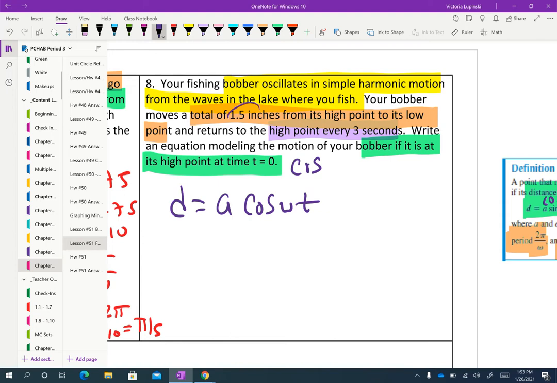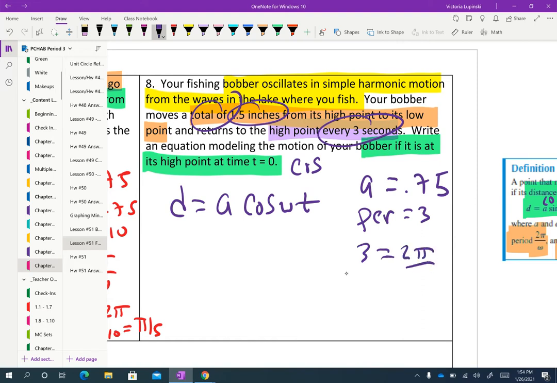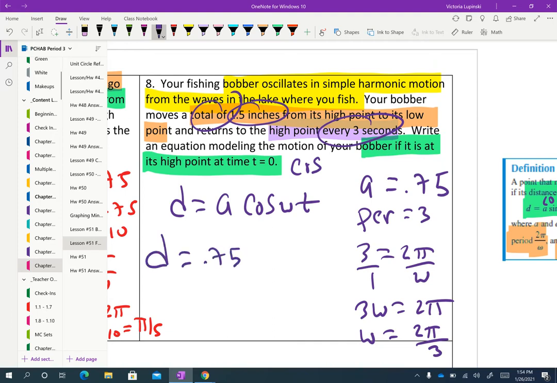Because it's 1.5 inches in total, remember that your amplitude would have to be the absolute value of half that. So that would be 0.75. If it returns to its high point every 3 seconds, that's the period. So you're going to set that equal to 2 pi over W. So 3W equals 2 pi, which means W equals 2 pi over 3. So you can safely assume that D is equal to 0.75 times the cosine of 2 pi over 3t.